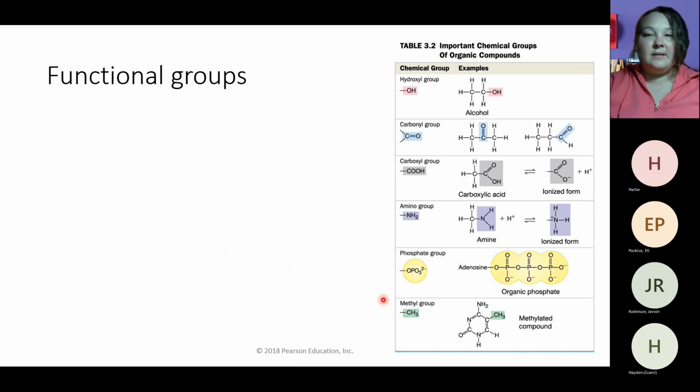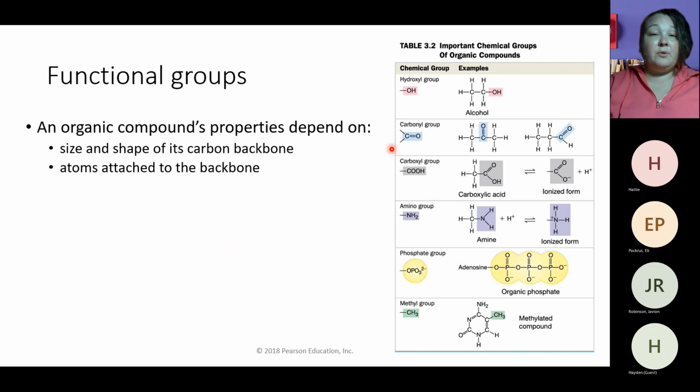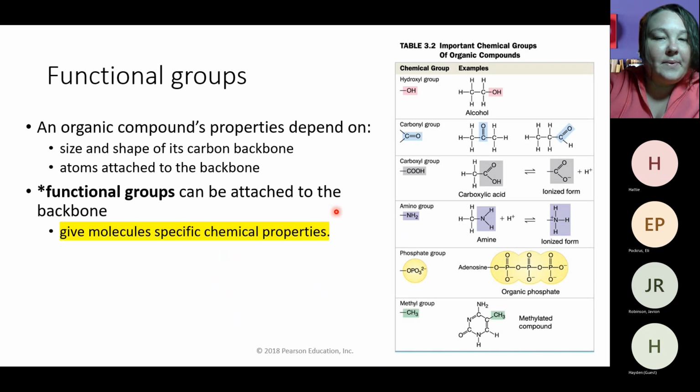Again, you don't have to memorize these, but take a look at this picture over here. These are what's called different functional groups. Each one gives a specific function to the molecule that it is a part of. Because an organic compound's properties depend on the size and shape of its carbon backbone and the atoms attached to the backbone. Atoms may be part of functional groups. These guys give molecules specific chemical properties.